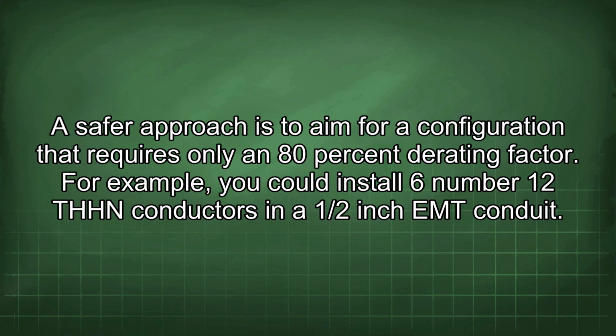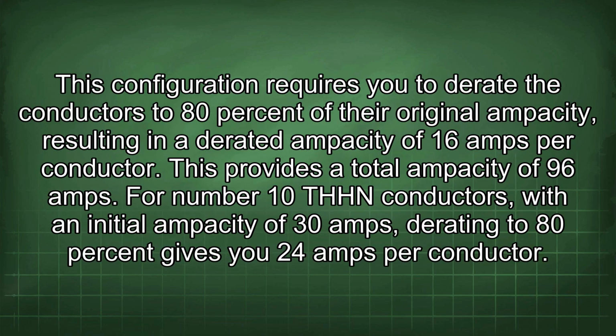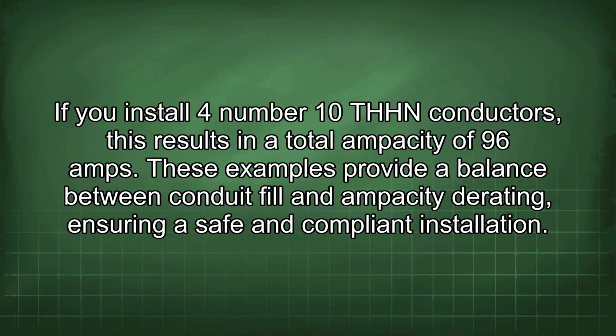For example, you could install 6 number 12 THHN conductors in a 1/2 inch EMT conduit. This configuration requires you to derate the conductors to 80% of their original ampacity, resulting in a derated ampacity of 16 amps per conductor. This provides a total ampacity of 96 amps. For number 10 THHN conductors, with an initial ampacity of 30 amps, derating to 80% gives you 24 amps per conductor. If you install 4 number 10 THHN conductors, this results in a total ampacity of 96 amps.